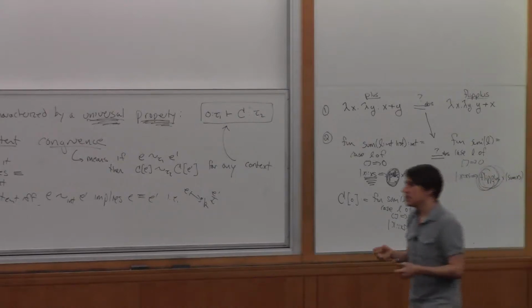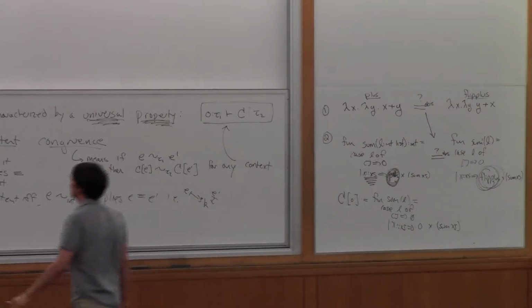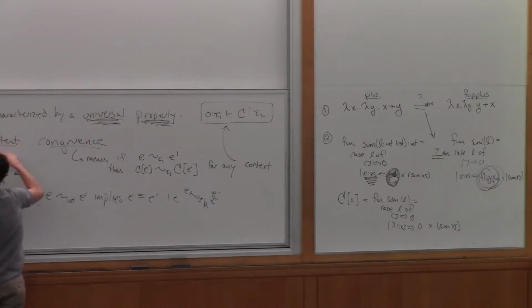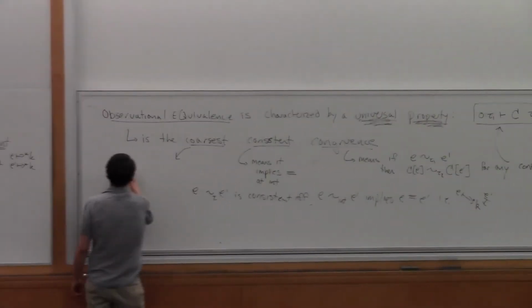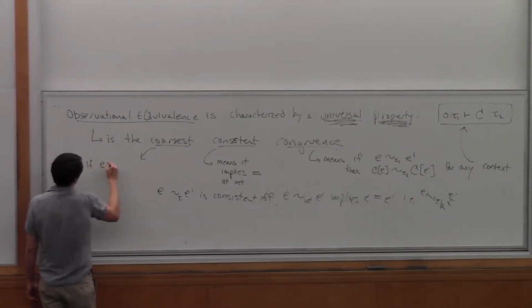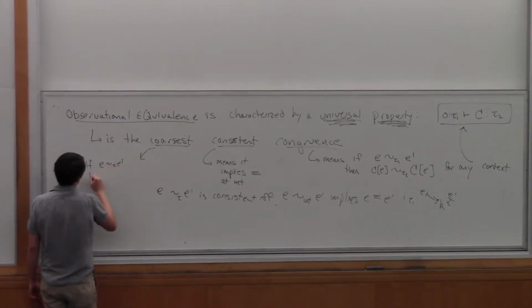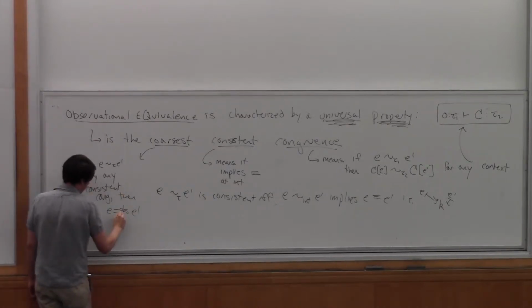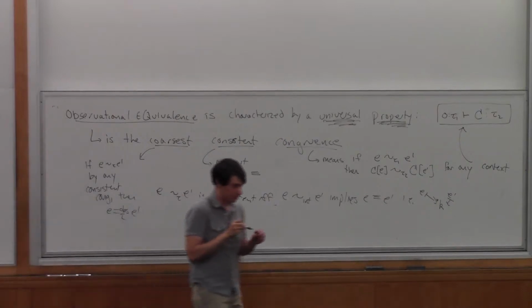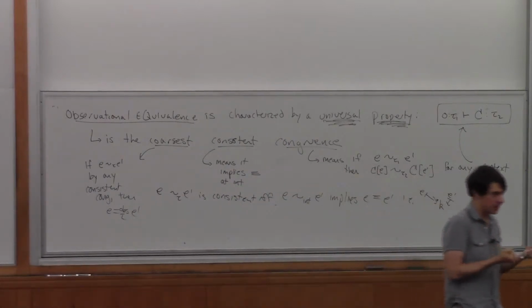Okay? So what we want to know is that observational equivalence is a consistent congruence. And then consistent means if E is related to E prime by any consistent congruence, then E is observationally equal to E prime. Okay? So here's the idea.